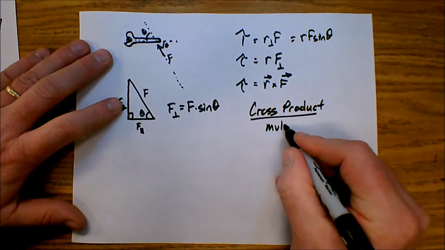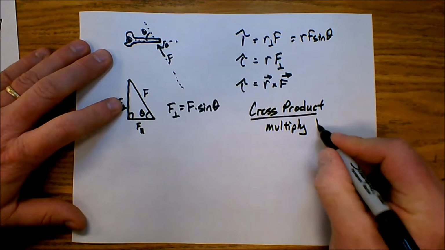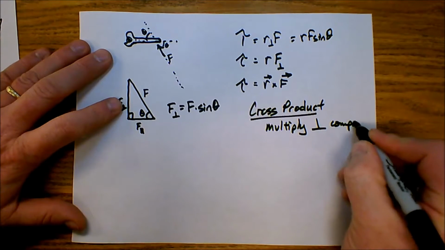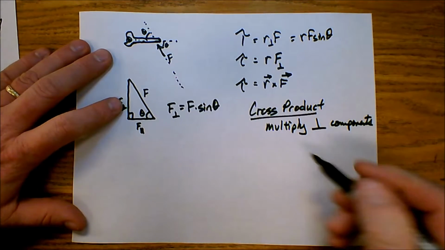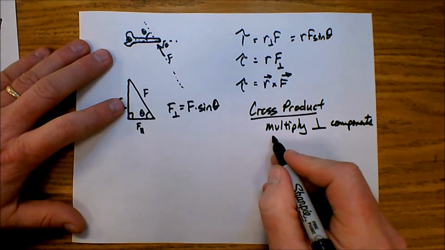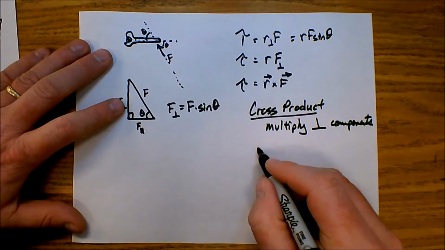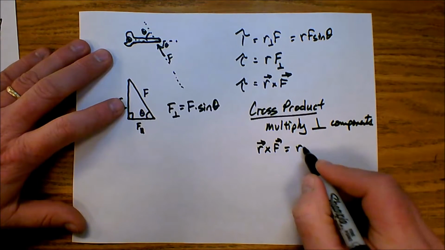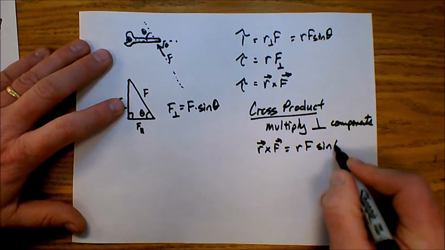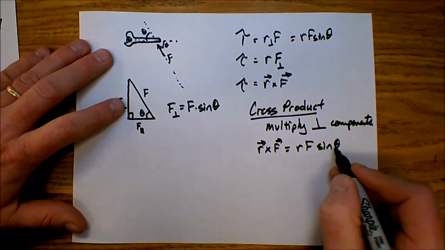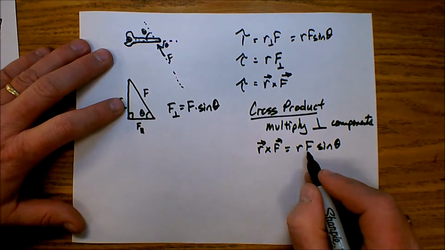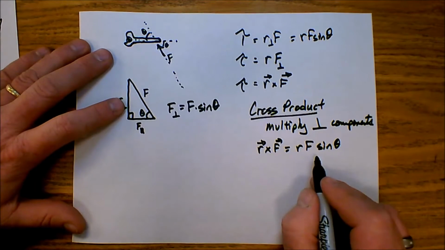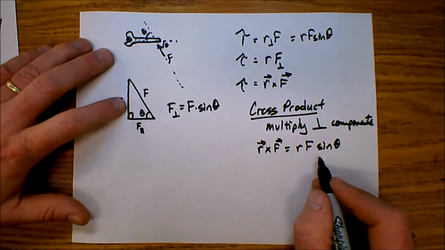So cross product, multiply perpendicular components. One of the ways to do that is to multiply by the sine of theta. So the cross product, R cross F, is equal to R times F times the sine of theta, where theta is the angle between the R vector and the F vector. So these are the different ways that you can find the torque.